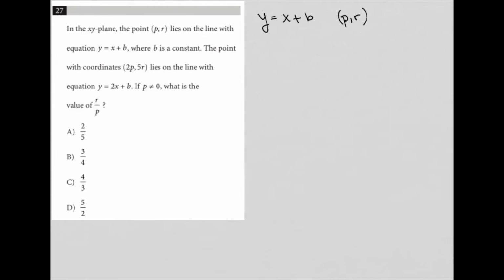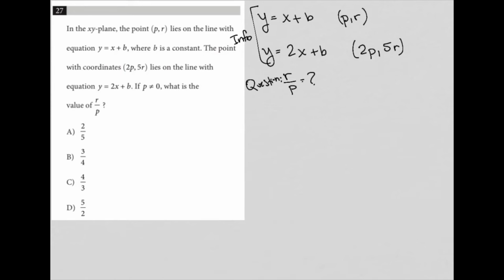The question goes on to say the point with coordinates 2P, 5R lies on the line with the equation y equals 2x plus b. Okay, so we have another equation that is y equals 2x plus b. And we're told that there's a point on that line that is 2P comma 5R. If P does not equal 0, what is the value of R over P? Right, so we take all that and we want to find R over P. That's the question, right? So here's the information. That's the info. This is the actual question.